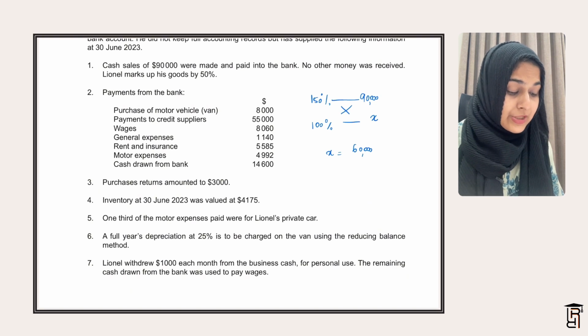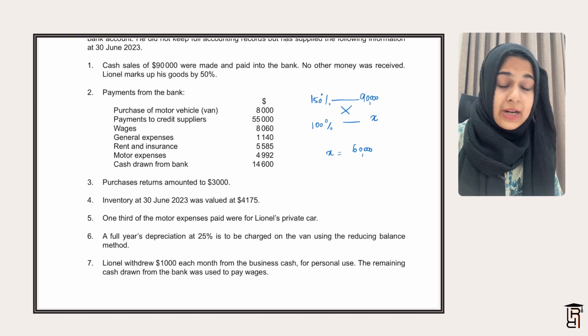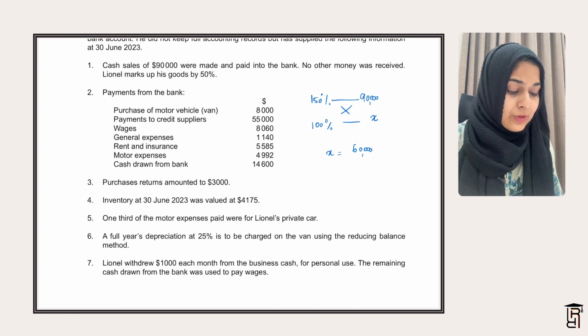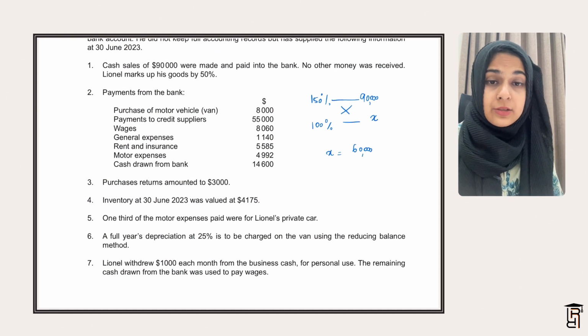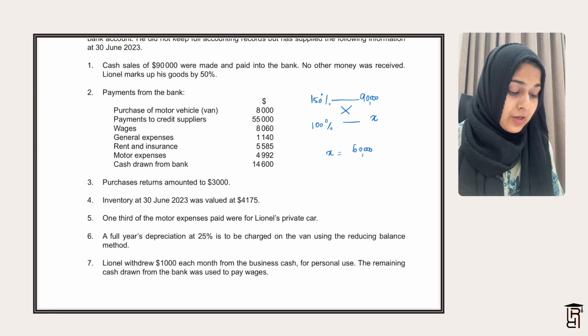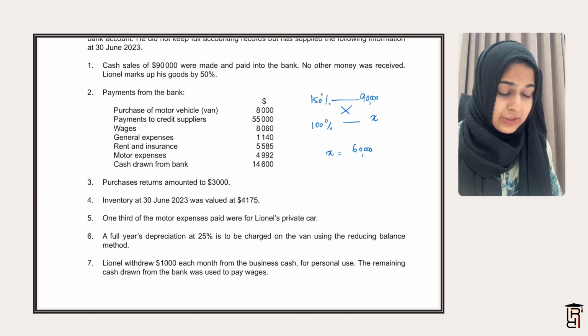Then they are saying purchases returns amounted to 3,000. Then they are saying inventory at 30th June 2023 was valued at 4175. This is my closing inventory, because I know this is 30th June 2023. We started trading on 1st July 2022, and this is the first year, so we wouldn't have opening inventory, but we'll have closing inventory.